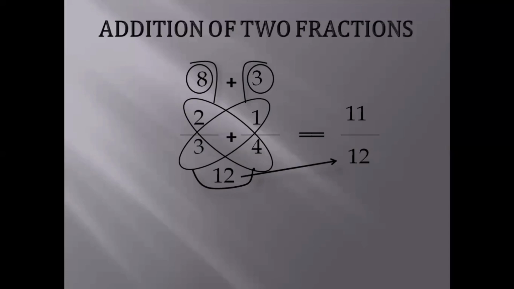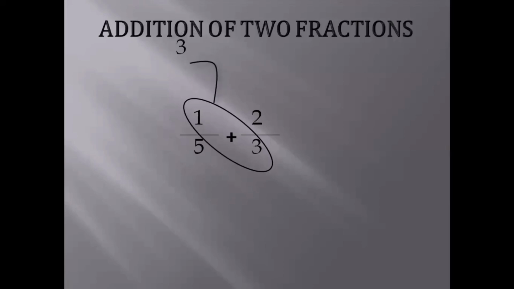Shall we move to the next question? Yeah, addition of 2 fractions, right? Okay, now we have a question 1 over 5 plus 2 over 3. The way of doing this is 3 times 1 should be multiplied. 3 times 1 is 3. That should be taken.